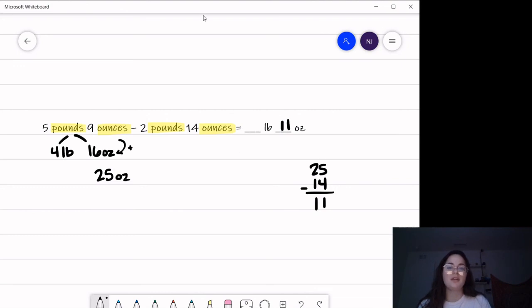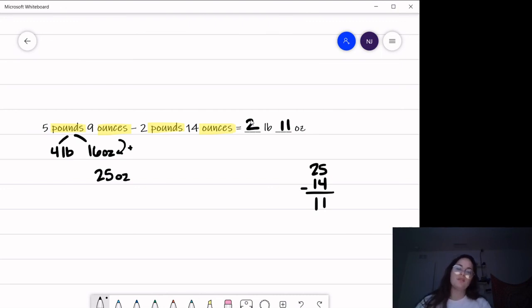So just like in the previous question, I had subtracted my ounces, but now I'm going to ask myself, I've still got pounds here. Do I need to take away any pounds? Yes, I do, because I have pounds on the other side of the subtraction sign here. So I'm trying to take away 2 pounds from my 4 pounds, because remember, we don't have 5 anymore. We borrowed 1 to turn into ounces. So I'm taking 2 pounds from 4 pounds, and that's going to give me 2 pounds.